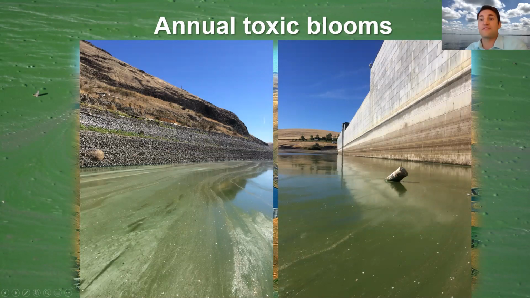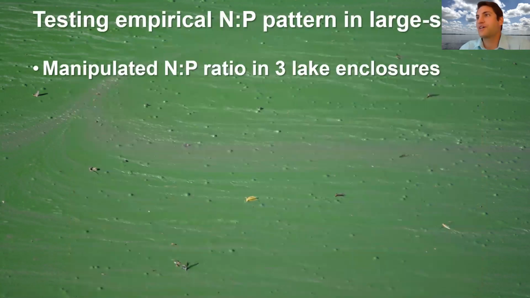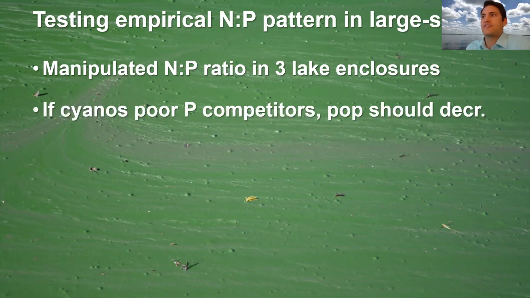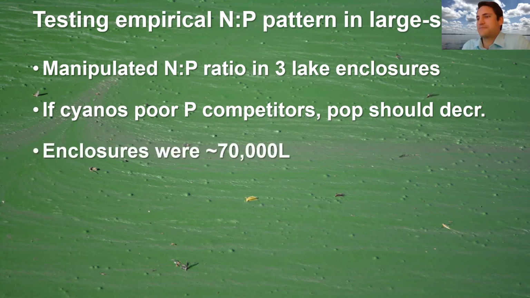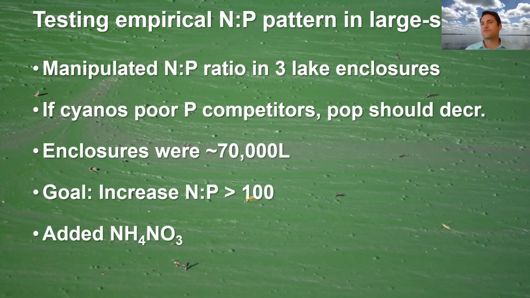So we said, if we know that this happens every year, let's run some experiments. So my master's advisor and myself, Frank Wilhelm, we said, okay, let's manipulate the nitrogen to phosphorus ratio by adding a lot of nitrogen. And if cyanobacteria really can't compete in this high nitrogen to phosphorus ratio environment, then their population should decrease. So we built the biggest enclosures that we could, which I'll show in a second, about 70,000 liters. And the goal was to just increase this ratio well above that 30:1, way above that, over 100. And so we added ammonium nitrate to do that.